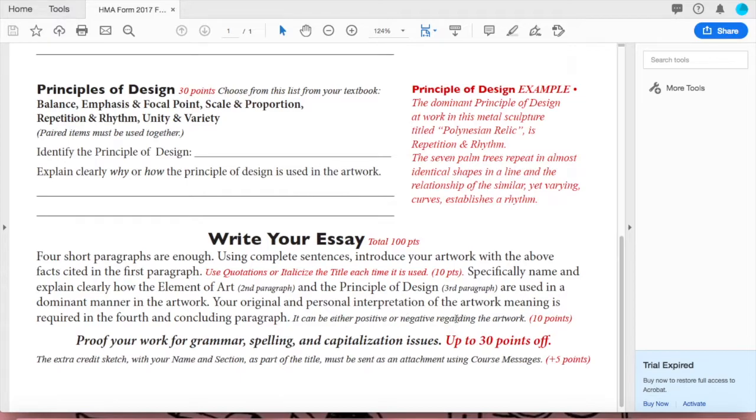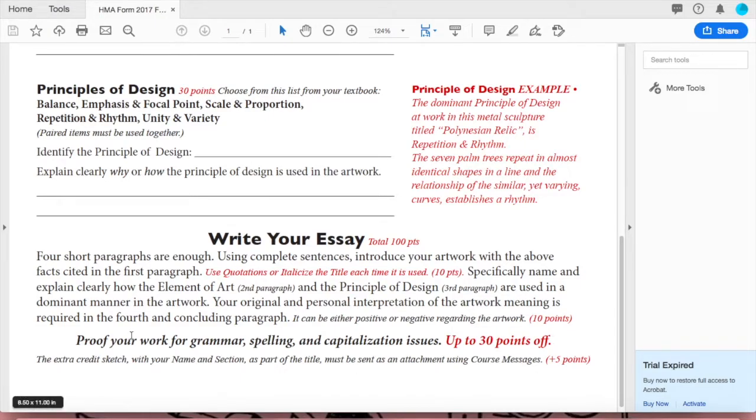It can be either positive or negative. I always tell you guys, you don't have to like anything that you pick, all right? You don't have to like any artwork we talk about. We're just trying to figure out what's at play in the art, okay? I'm not trying to sell you on anything. So proof your work for grammar, spelling, and capitalization. This is up to 30 points off.